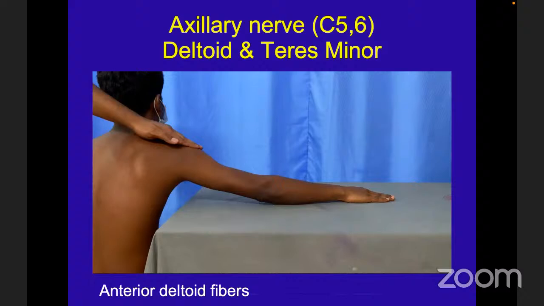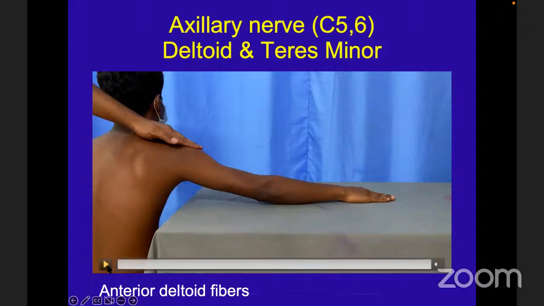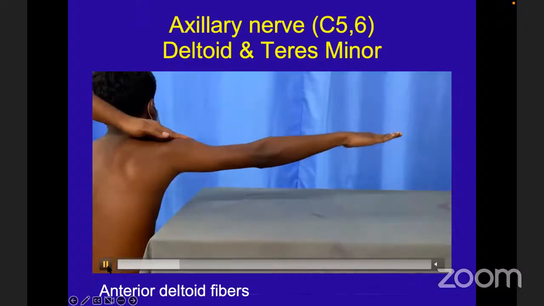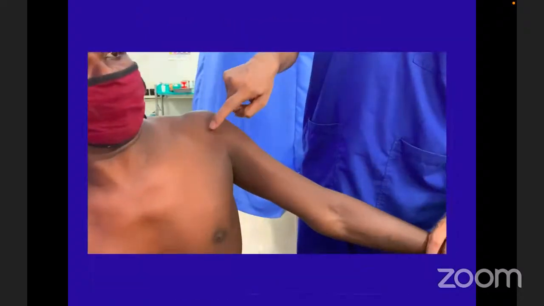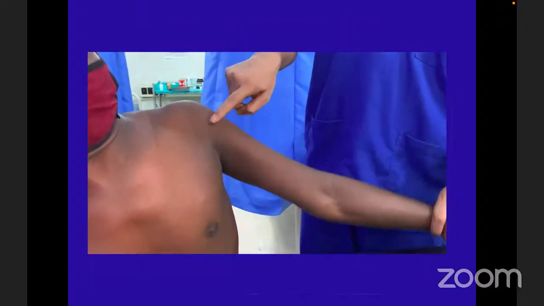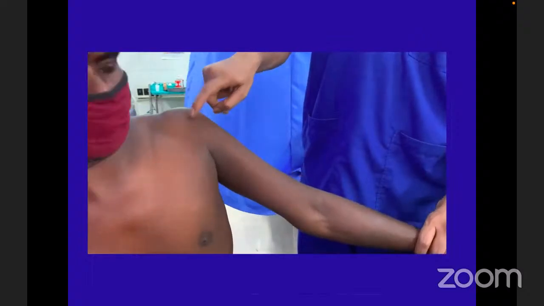So this is one way of checking the anterior deltoid. Ask them to relax, keep their hand on the table, lift it, and you feel for the anterior deltoid. This is how we check for the anterior deltoid. Feel for the anterior deltoid at the same time.